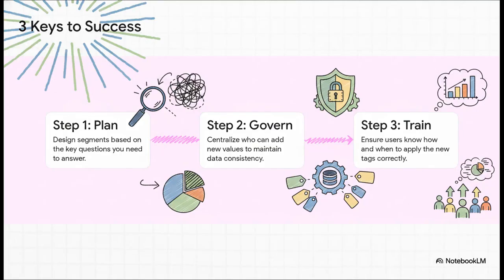So, how do you make sure this actually works? Well, it comes down to three key things. First, you have to plan up front. Don't just make up segments as you go. Design them based on the business questions you're dying to answer. Second, you've got to govern your data. Decide who's allowed to add new tags so you don't just create a new kind of mess. And third, train your team. The best system in the world is totally useless if the data people are putting in is garbage.